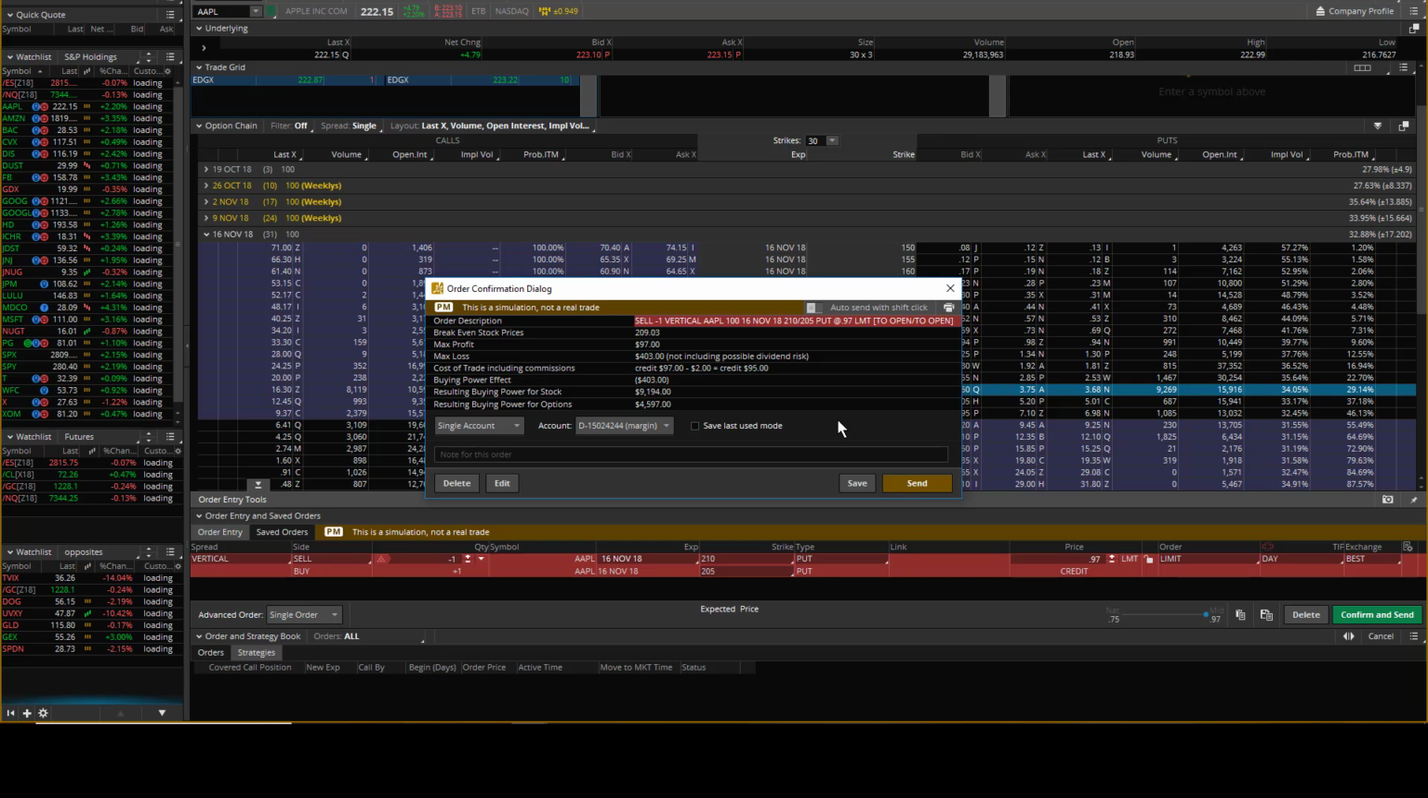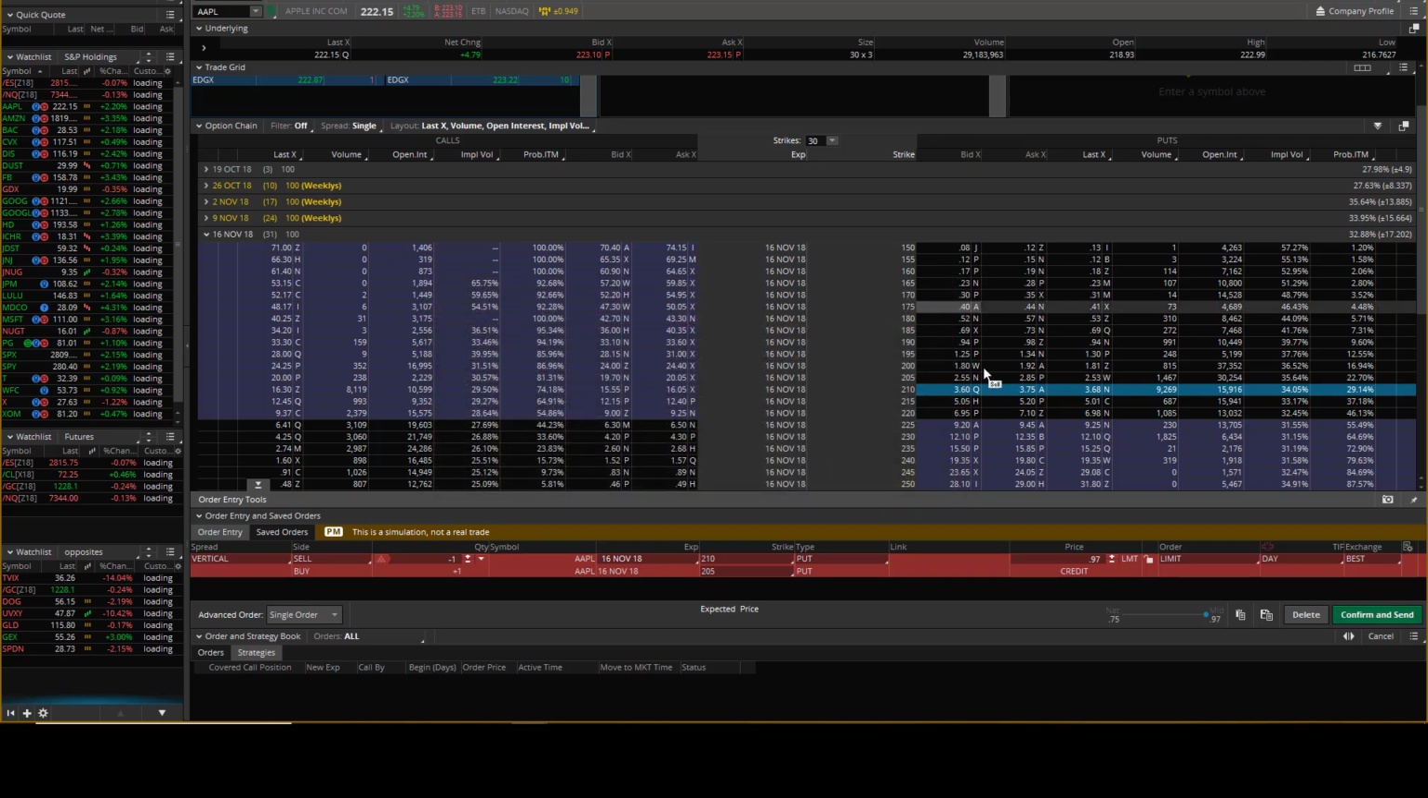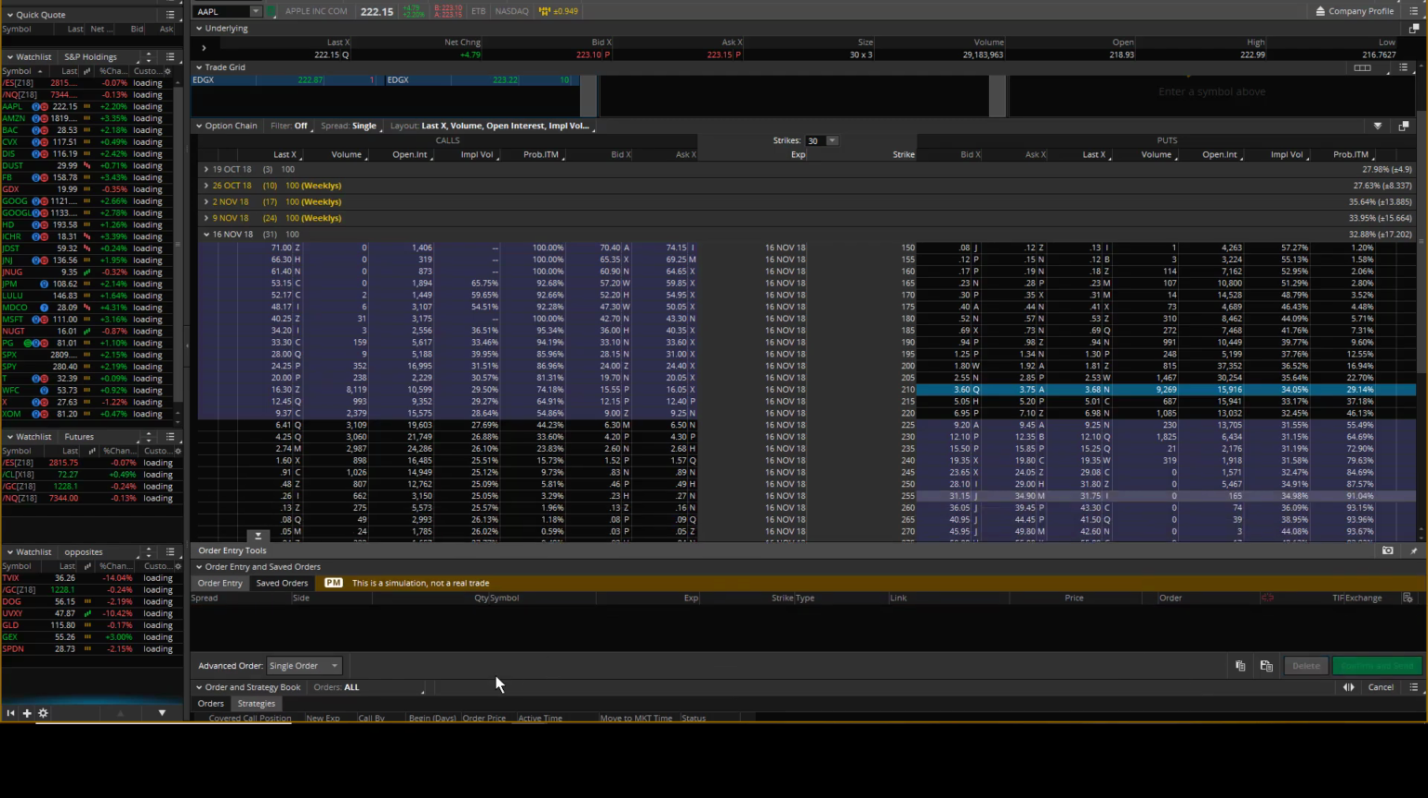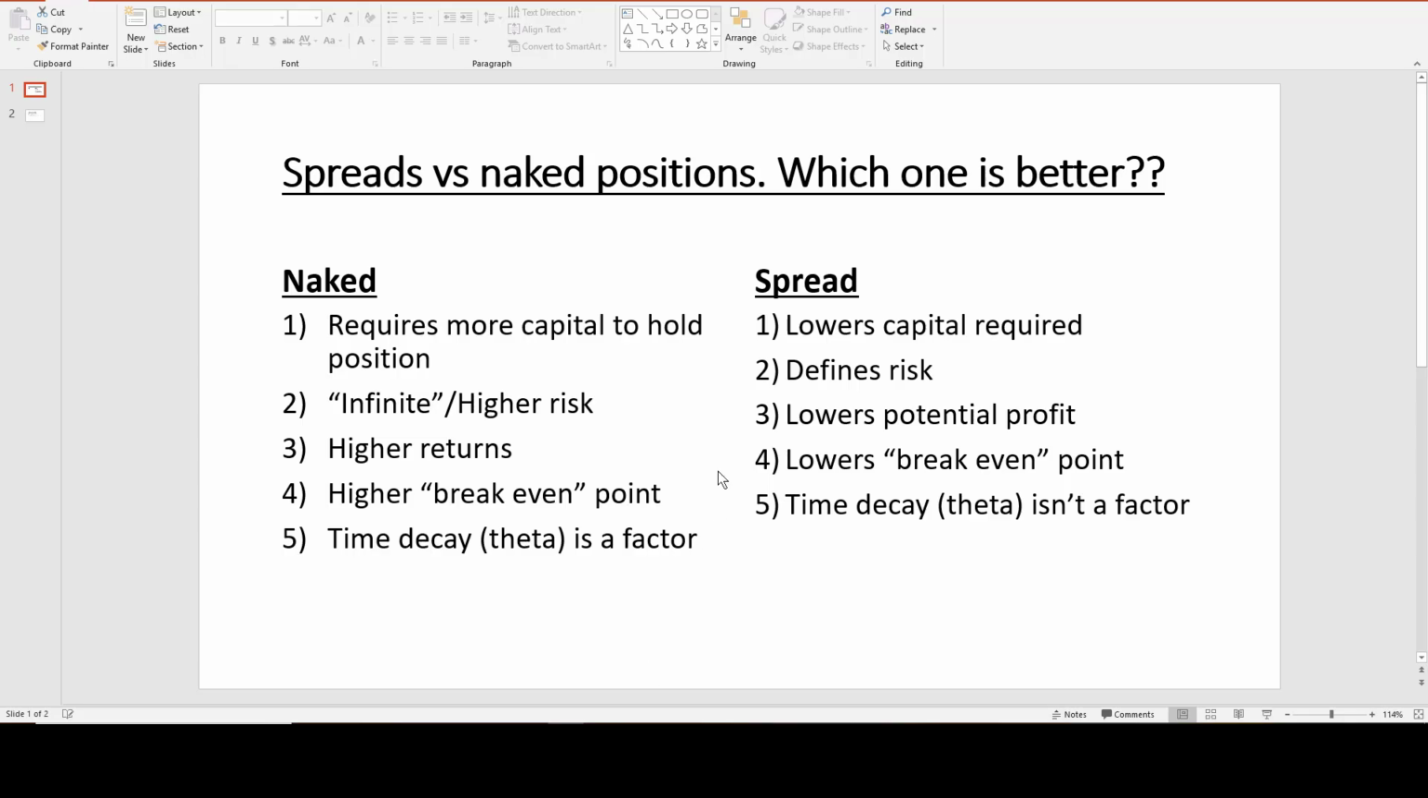So that is going to be the big defining difference between whether or not you can sell a naked position or whether you need to sell a spread position. It's going to come down to what size account that you have. So 2 and 3 kind of go hand in hand. Obviously, a naked position is going to require far more capital.